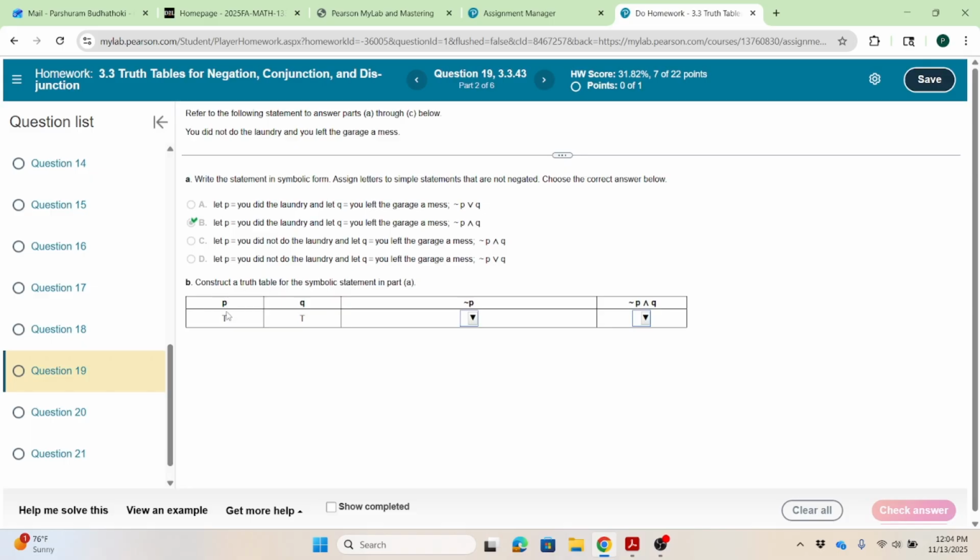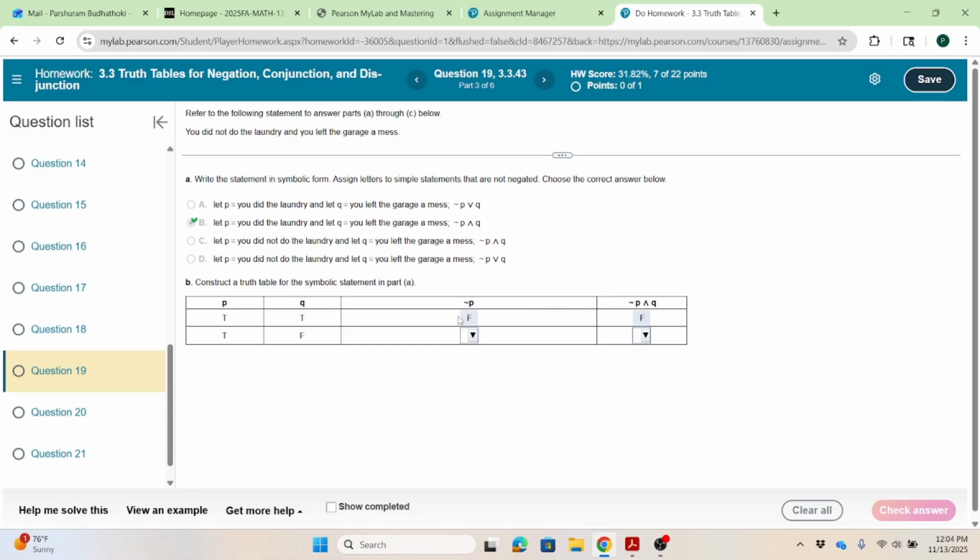Construct a truth table for the symbolic statement in part A. If P, which is you did the laundry, is true and you left the garage a mess, then the opposite of you did the laundry would be false. That means you did not do the laundry. And then the AND of this and Q would be true and false, which is false. If one of them is false, then an AND statement always gives you false. So you did not do the laundry and you left the garage a mess. That is false.